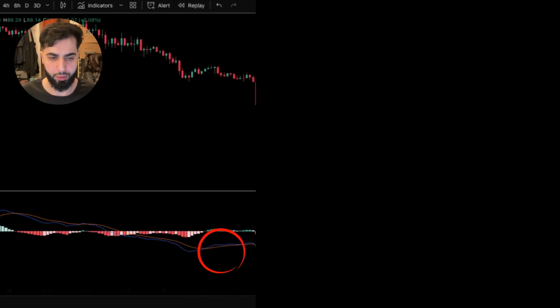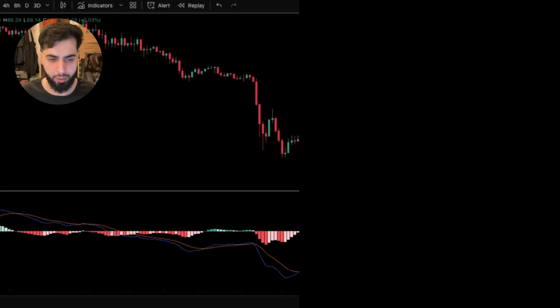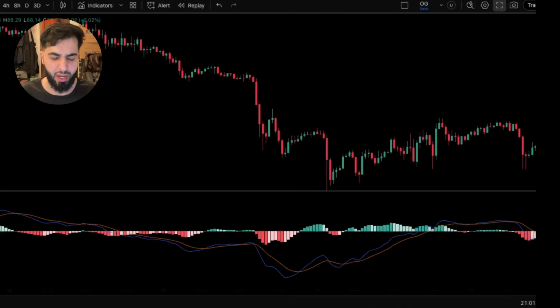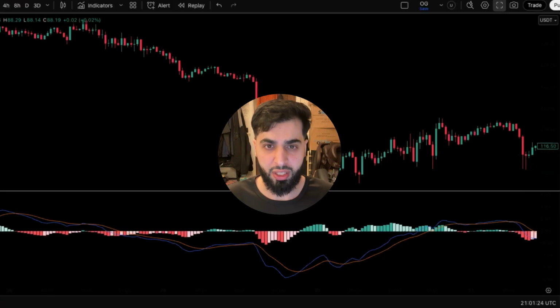Now here's a chart. MACD gives a clean bullish crossover. A lot of traders would enter right here, but price is sitting in the middle of nowhere. No support, no resistance, no structure. Price stalls, reverses, and the trade fails. Nothing is wrong with the MACD. The signal just needs context.